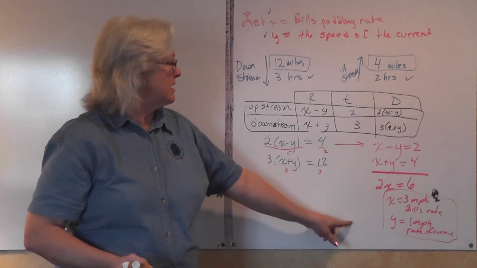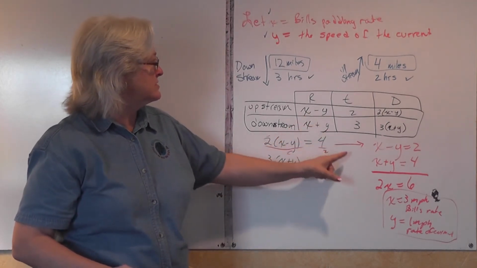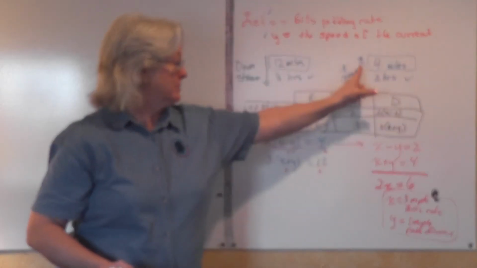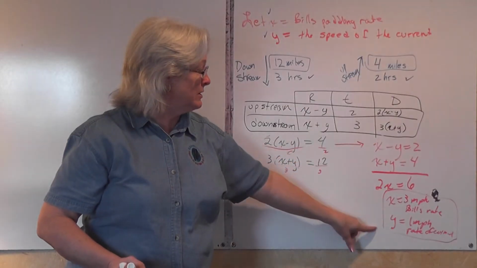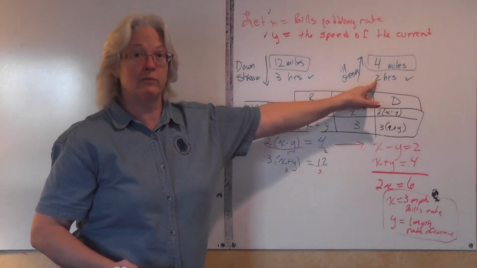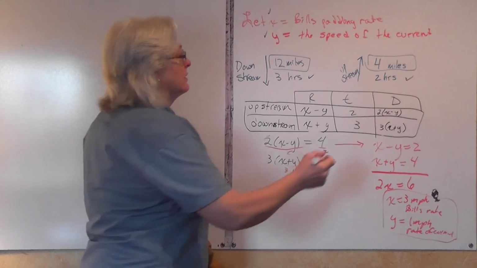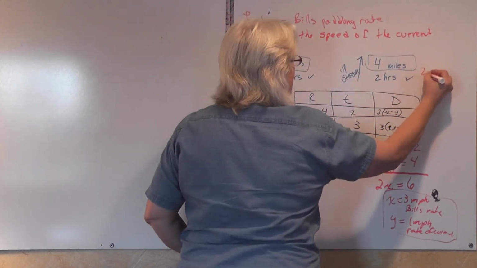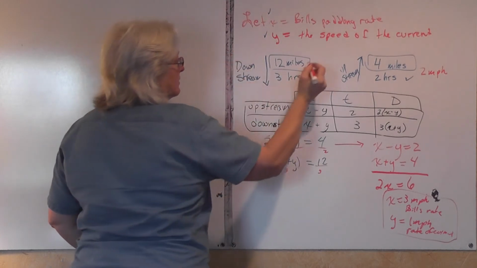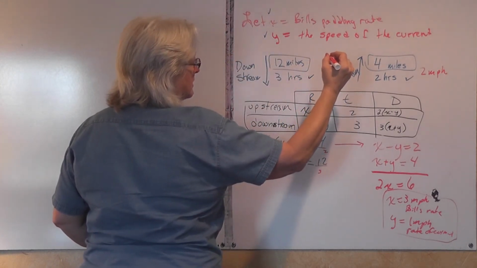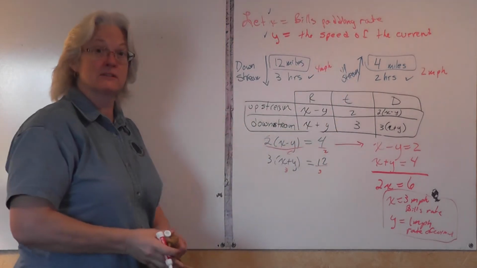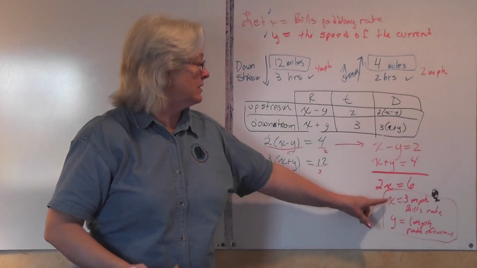So Bill's rate upstream is 3 minus 1, which is 2 miles an hour. Remember we said earlier that the effective rate going upstream was 2 miles an hour. The effective rate going downstream here is 4 miles an hour. And that's exactly what we ended up with, isn't it?